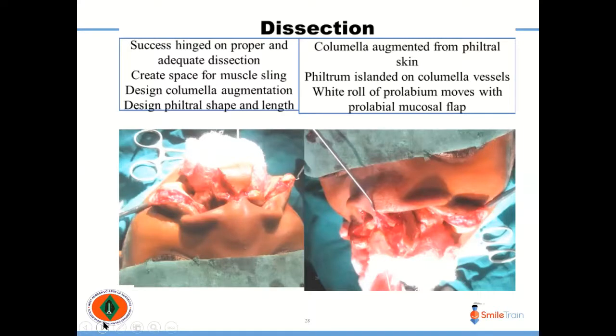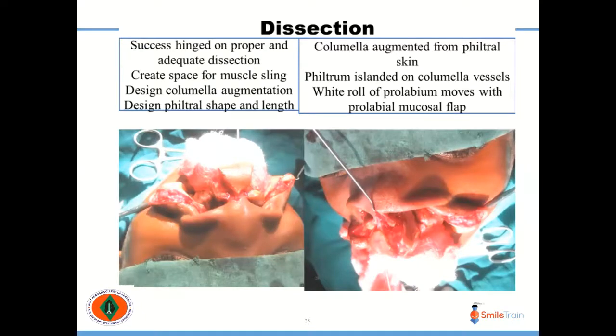So if we go to the one on the right, now this skin hook is where we move the prolabium down. You can already see from where the skin hook is that the columella is going to be augmented from there. It looks so natural. And the septal flap is a continuation of that. That is where we're going to take the skin from the nose to get to the floor.